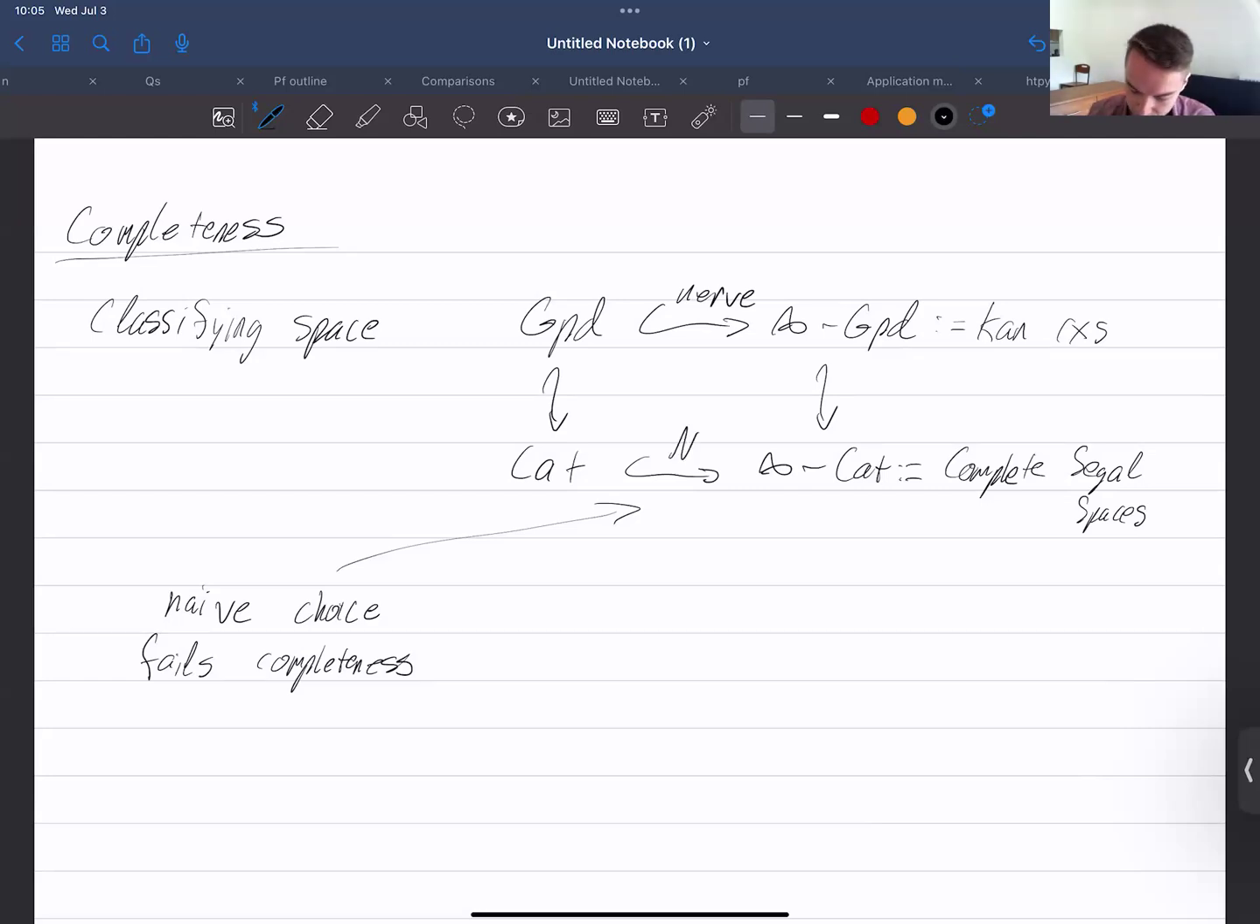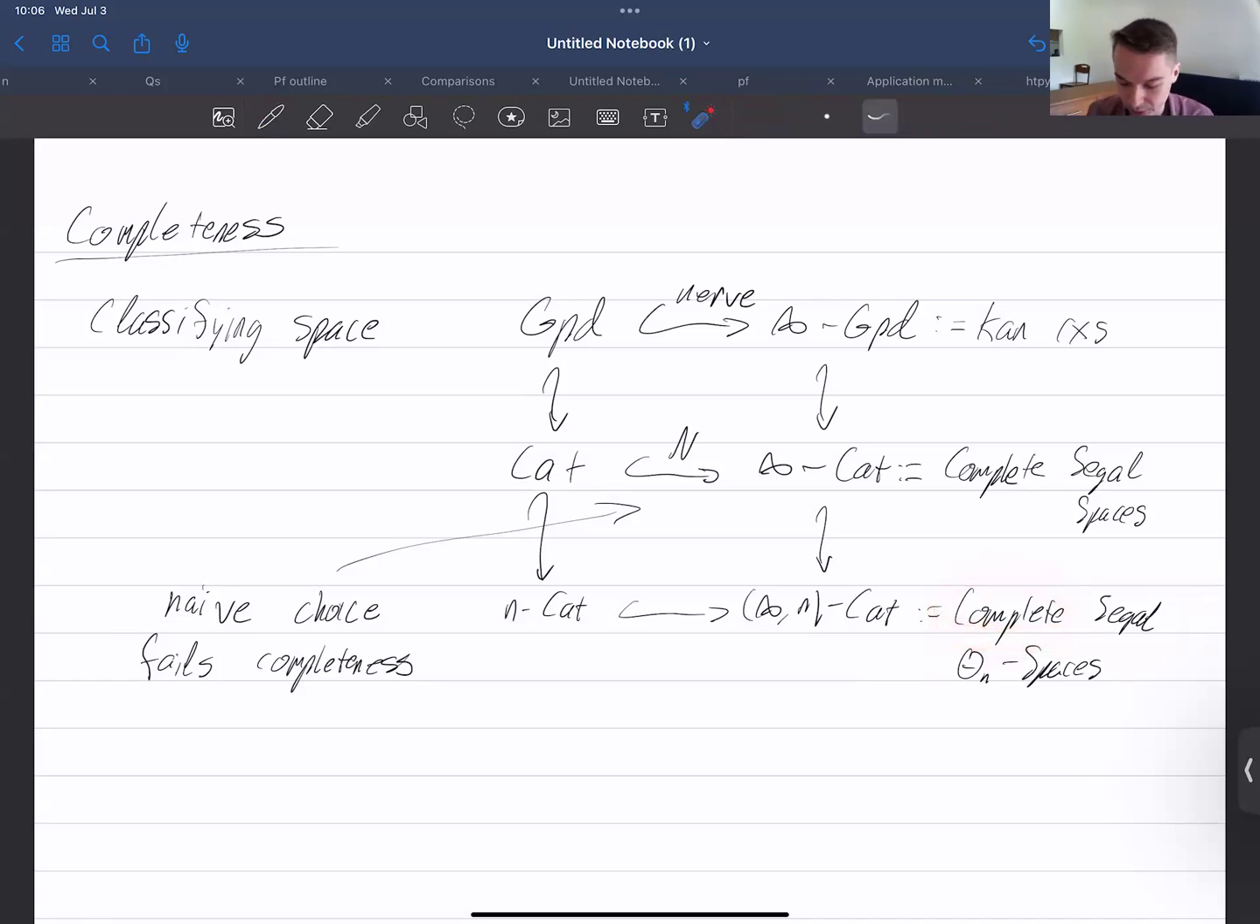So maybe there's some kind of nerve here. And then you can go even further. We might go to higher categories here, and then the homotopy coherent version would be infinity n-categories. And you might hope for some kind of nerve functor here as well. Again, here there are some naïve choices, but there's no fully homotopy coherent version known, regardless of whatever model we take for infinity n-categories. But for me, infinity n-categories are going to be complete Segal theta n spaces. And here we can also discuss these completeness conditions and what they mean.